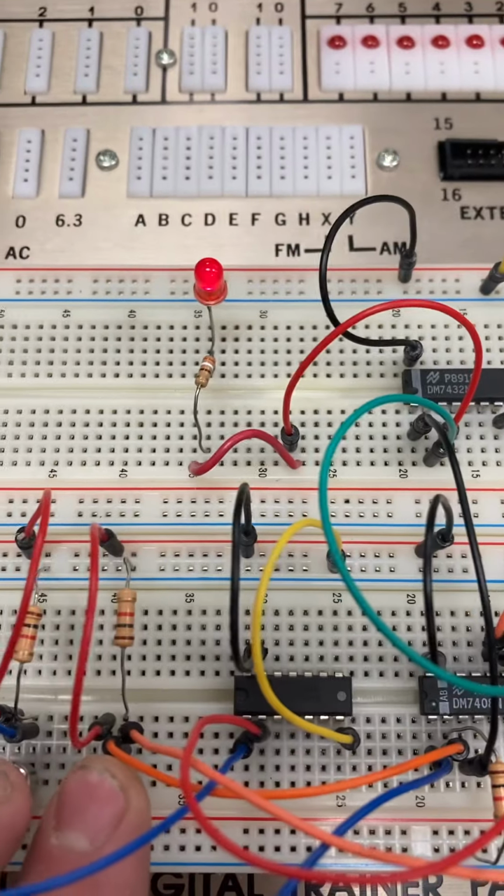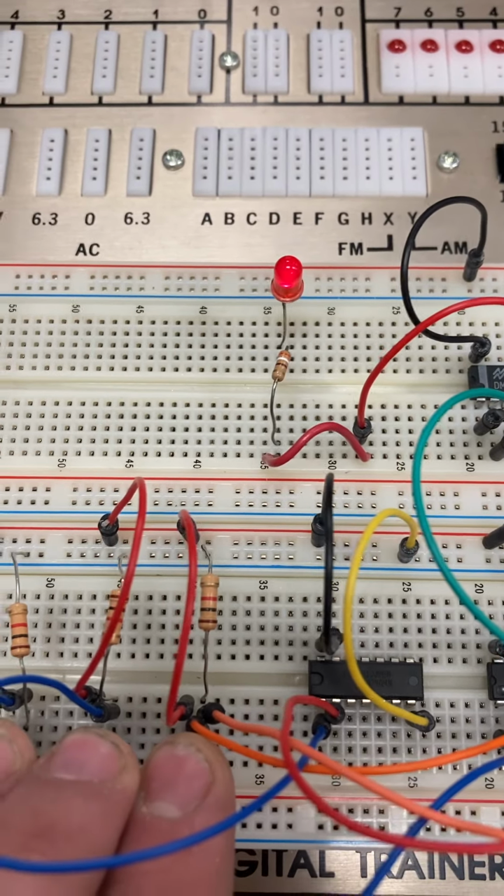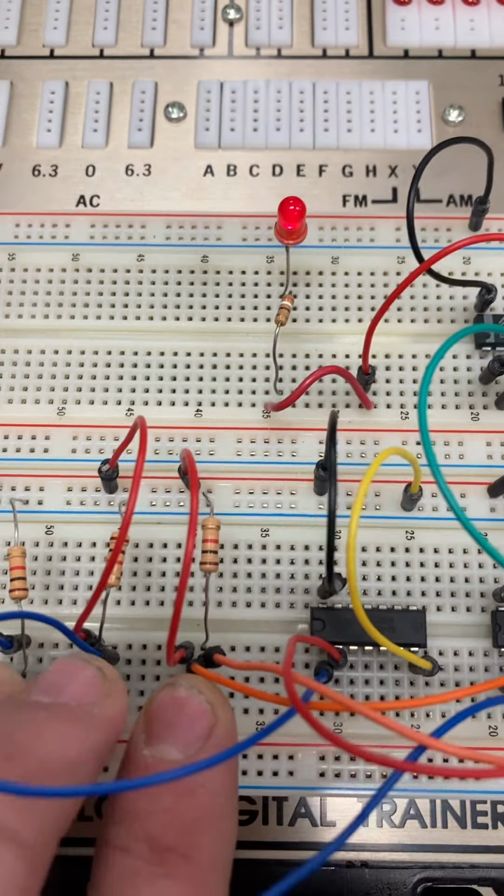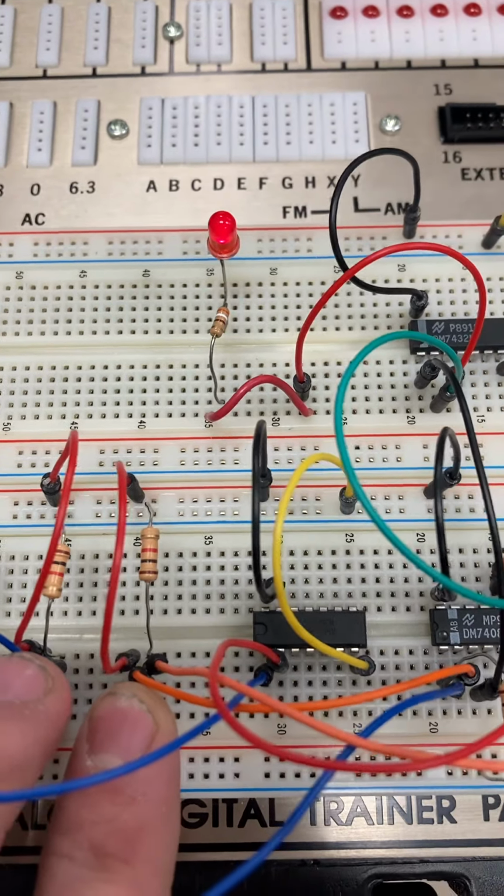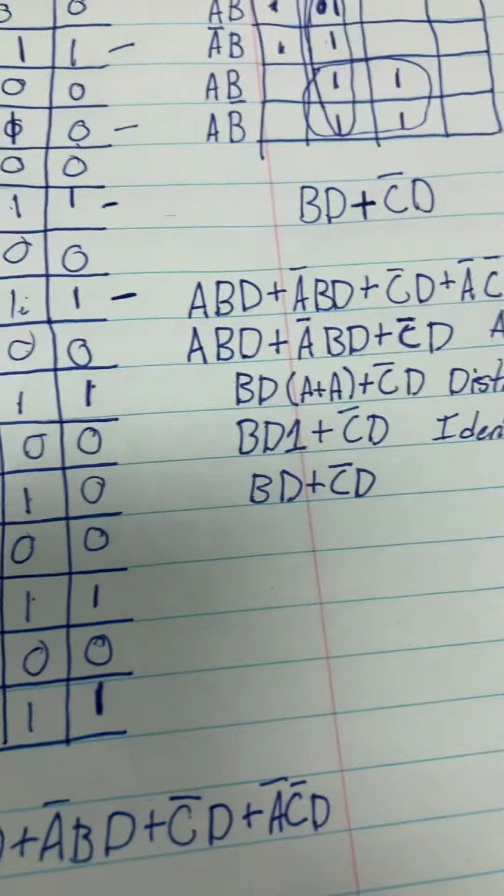So you got D turning on, C turns it off, then B turns it back on. If you let go of C, it's still going to turn on, stay on, because the B and D is active.